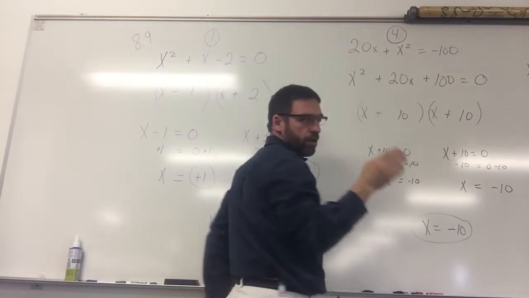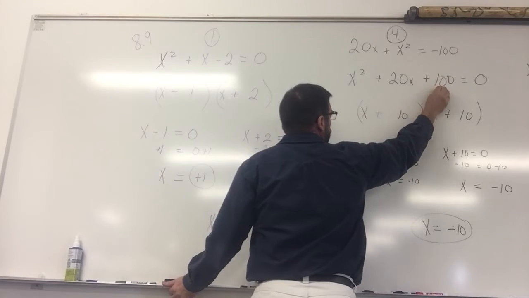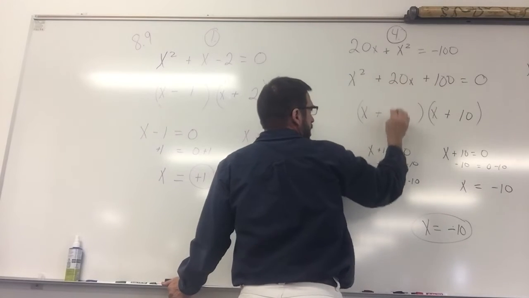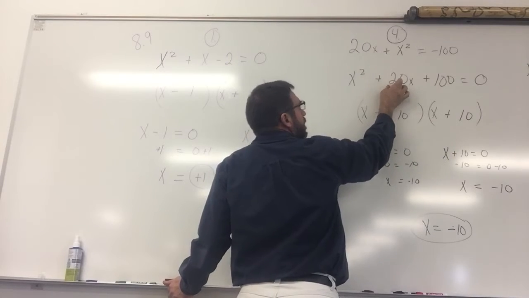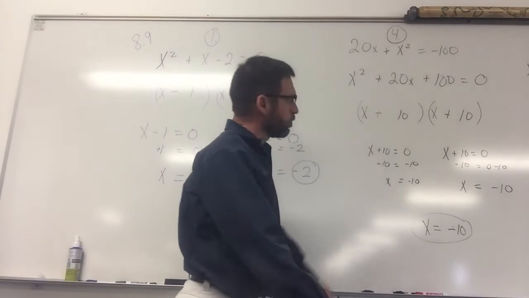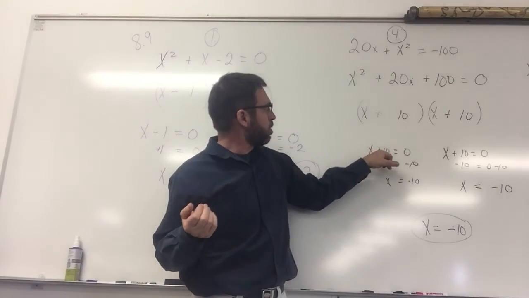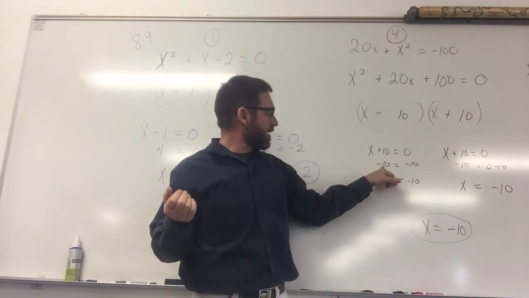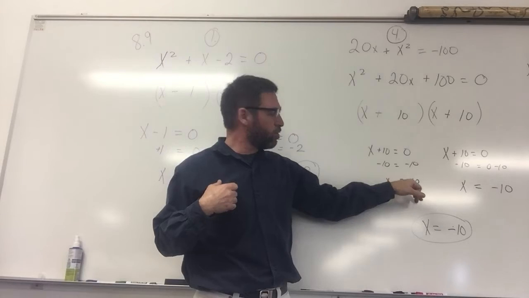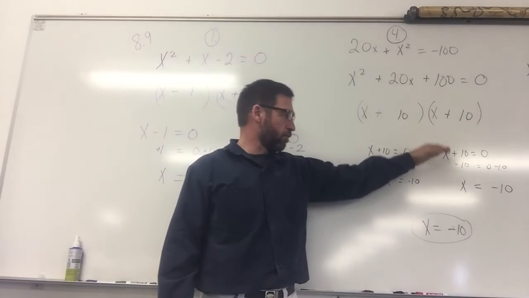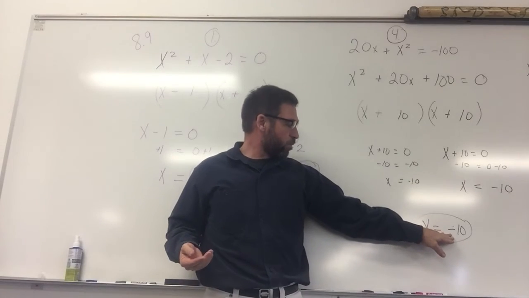I did this off to the side. You didn't see me do this, but the factors of 100 that add up to 20 are 10 plus and 10 plus. This one really is easy now because they're both the same. They're both 10 plus. So x plus 10 equals 0. Subtract 10 from this side, subtract 10 from this side. x equals negative 10. And of course, I reworked the same problem here. You only had to put it down one time.